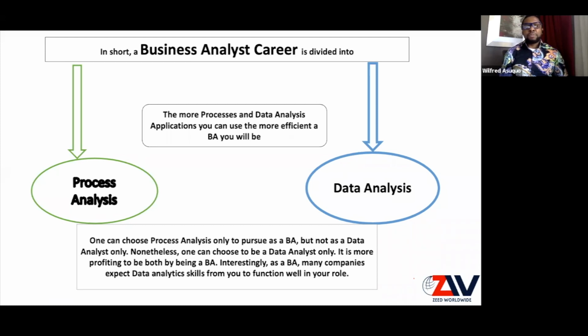Interestingly, as a BA, many companies expect data analytics skills from you to function well in your role. That is why I have a lot of data analytics certifications. And then I also have process certifications like Agile Scrum. It has nothing to do with data. No, it's a process, it's a framework. Scrum is huge. If you don't know Scrum, I don't think you'll succeed as a business analyst so well, because Scrum is a framework that is being used by the top 5 companies in the world. Yes, Scrum. As a business analyst, you need Scrum.